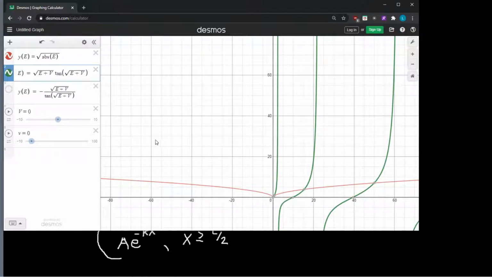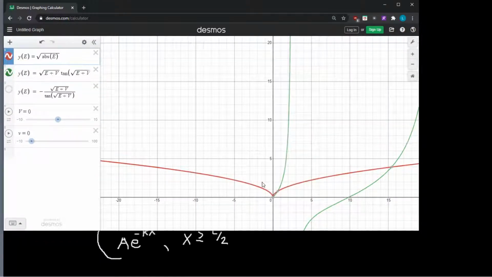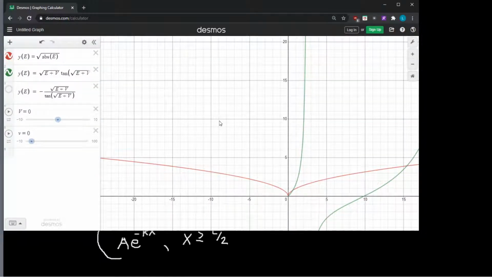One thing you have to remember is that E in our problem is negative. We're looking at bound states, so we're only looking at states where E is less than 0. We don't care about crossings that occur for E greater than 0, so we don't care about these intersections. We want intersections to the left over here. Notice I've set V naught to be 0, and in that case there are no intersections. So there are no solutions because there's no well. There can't be any bound states if there's no well.